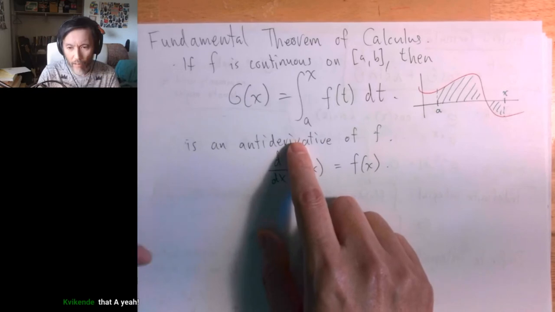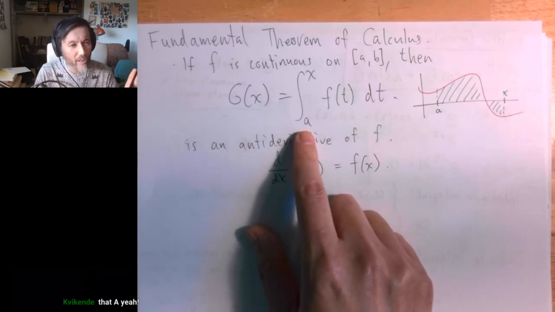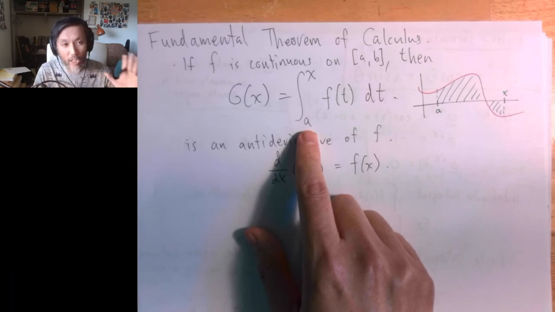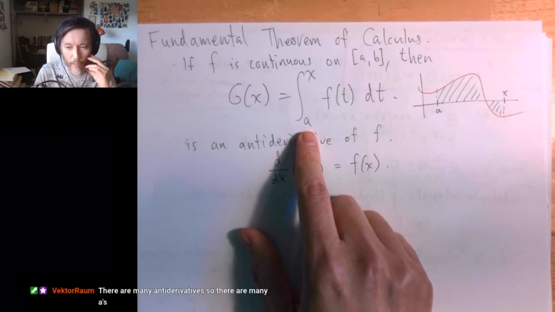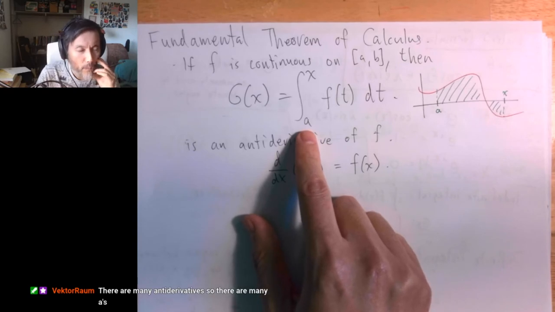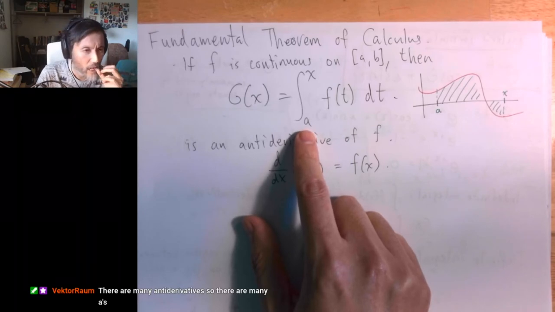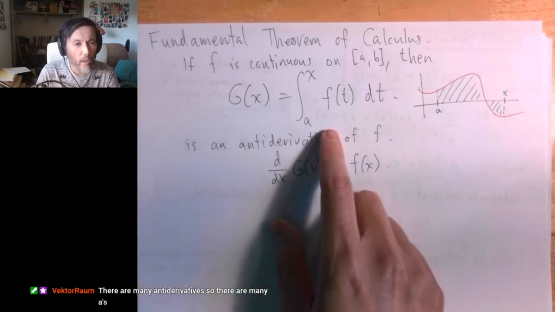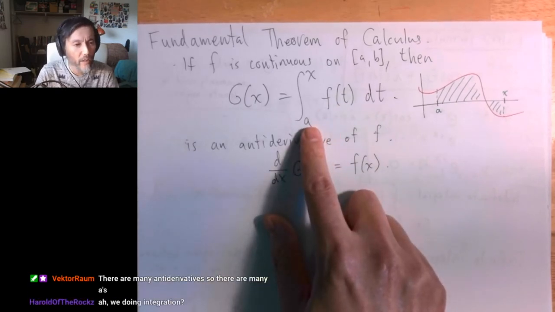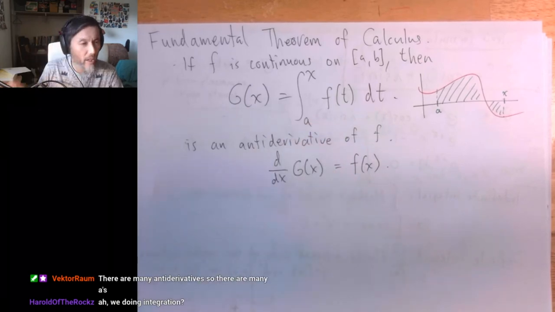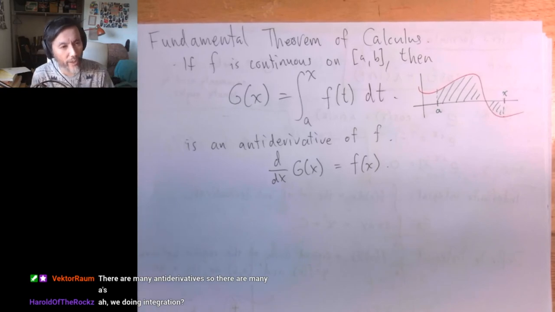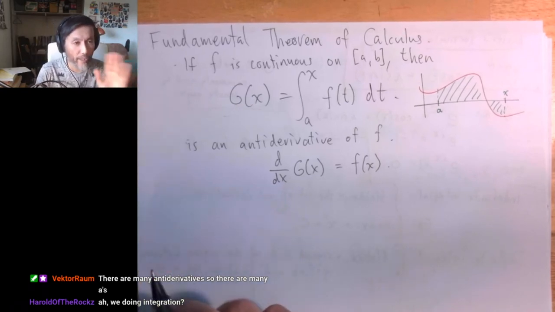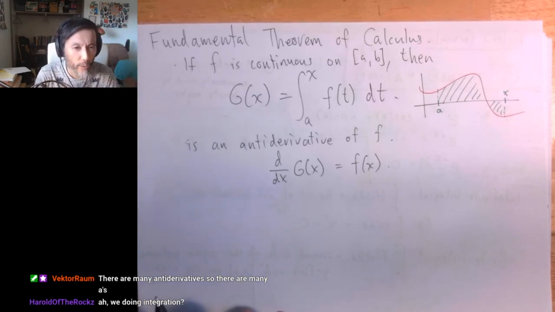Really what I want to say, and I don't know if these words are going to make any sense to you, is that this a is representative of an initial condition in what's called a differential equation. But I have a feeling maybe these words are a little too scary at this point. There are many antiderivatives, so there are many a's. Is that understandable? I hope so. But really, I think the role that this a plays is best expressed in terms of initial conditions for differential equations. But if you don't know what I mean by that, don't worry about it right now. You will learn, at least I hope you will.